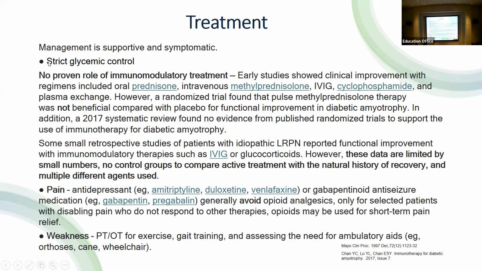Of course, you have to have strict glycemic control for the diabetes, and for the pain, it's the same as for other neuropathies, with antidepressant or gabapentinoid treatment. You generally avoid opiate treatment. However, in some cases, you can use it for short-term pain relief if the patient does not respond to other treatment. For the weakness, the most effective intervention is PT and OT.